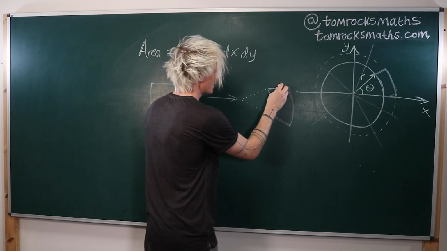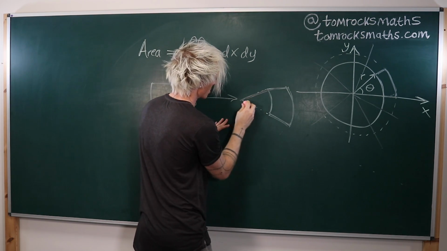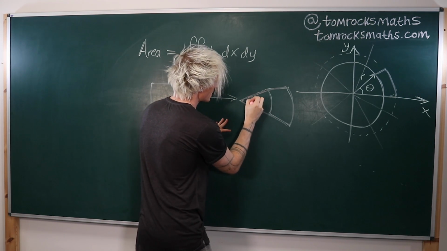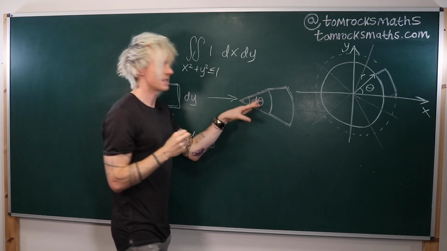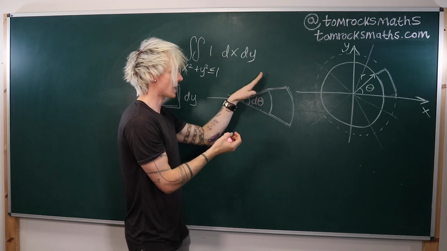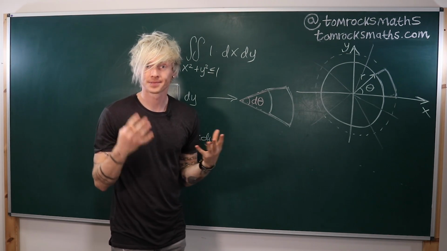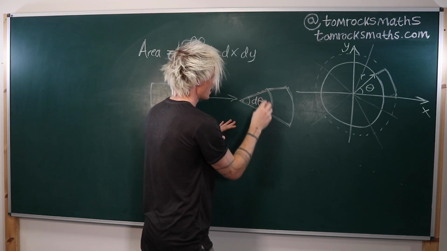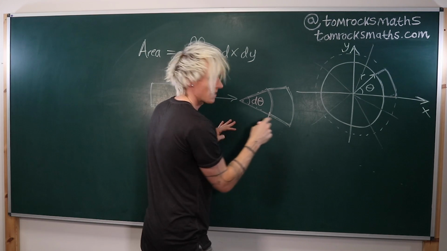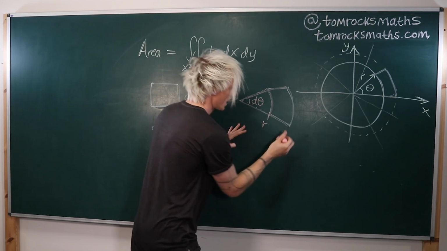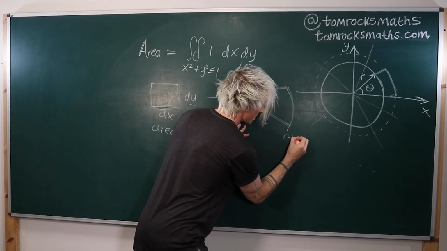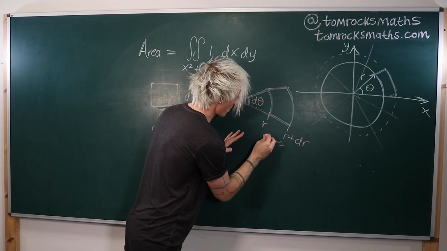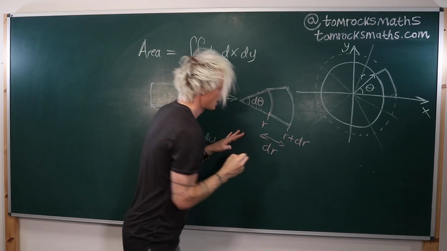So what we do is extend this back to the origin, and then we say that this small angle here is equal to d theta. This is our small change in our angle. And then if we mark this first inner radius as r, then the outer radius is going to be r plus a small change, dr, and so the total width will be dr.